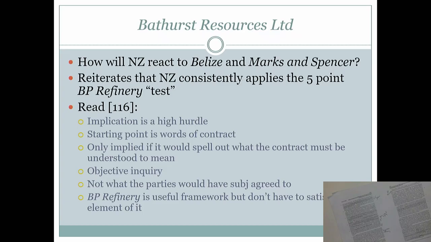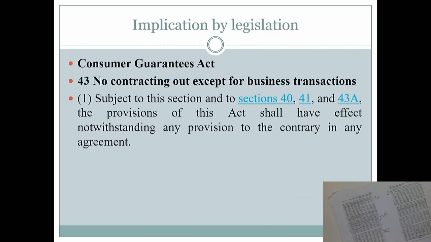Last thing to say about implication is, remember I said last week that there were also terms that might be implied by law. I've got a couple of examples on the slides where, for example, in the Consumer Guarantees Act, it's very clear that you can't contract out of it, or certain sections of it. So those obligations contained within the Consumer Guarantees Act would be implied into any contract caught by the Act, mainly, unsurprisingly, consumer contracts.